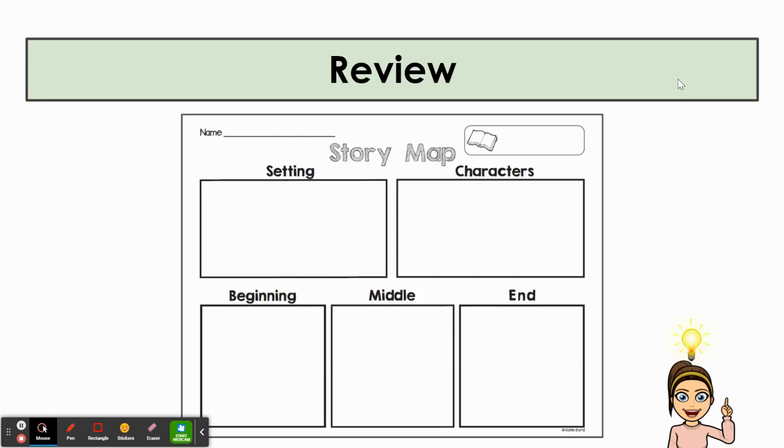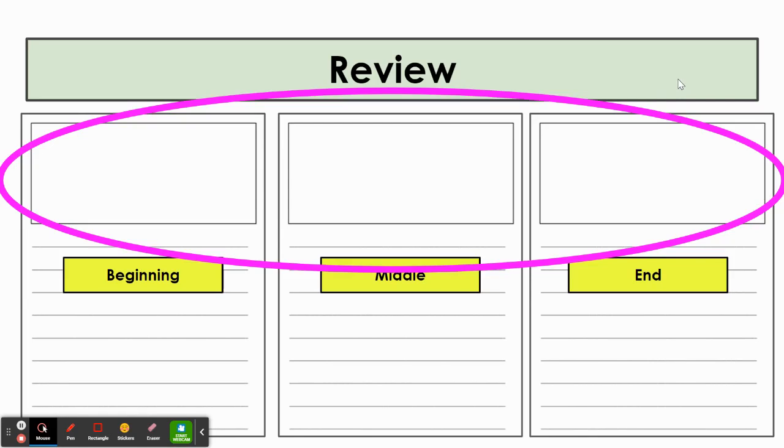Previously, you have created your story map by identifying the setting, the characters, and the main events in your beginning, middle, and end of your story. Earlier this week, you drew a sketch for the beginning, middle, and end of your story. Use those sketches today to help jog your memory and remind you about what you are going to write in the beginning, middle, and end.